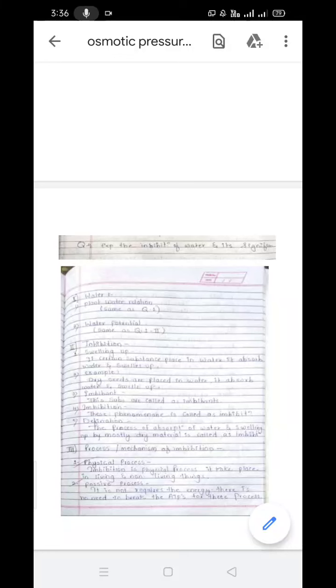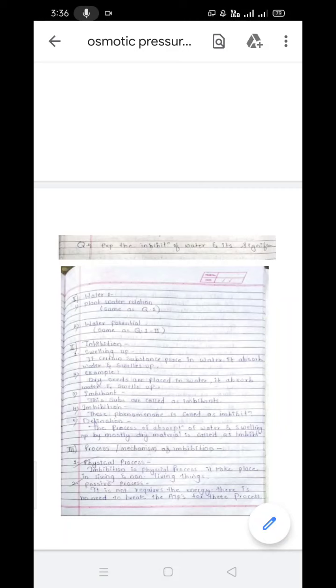Hello students, today we start the next concept, that is the imbibition of water and its significance. This is also one of the properties of water. First of all, write down the water, plant and water relations. You have already studied in the previous video that water is life for all living organisms, and it contains about 70 to 90% of water.